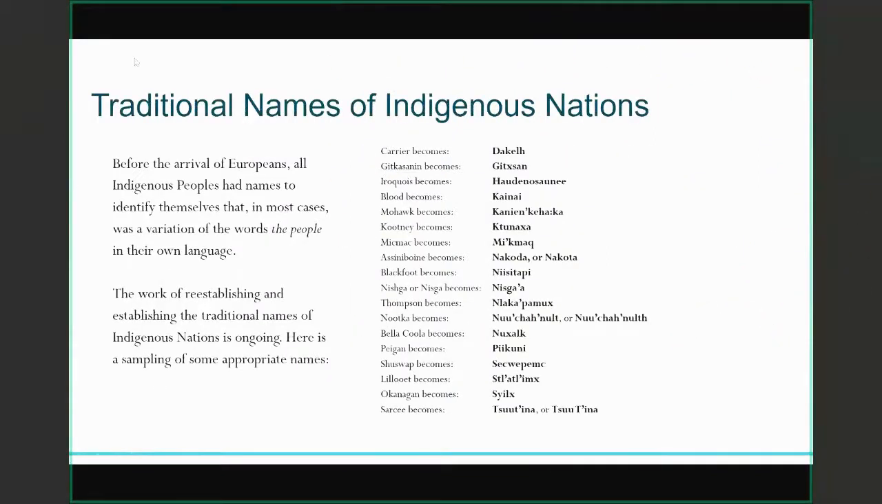Wherever possible, include traditional names of Indigenous nations. Before the arrival of Europeans, all Indigenous peoples had names to identify themselves. In most cases, it was a variation of the words the people. The work of re-establishing these traditional names is ongoing. So here's a sample of some appropriate names.